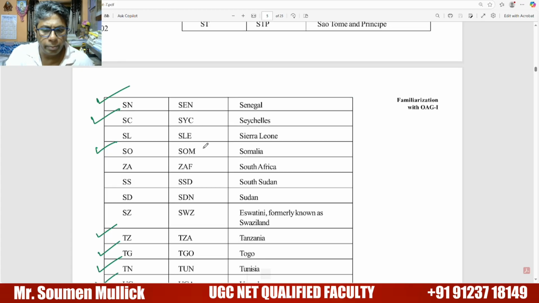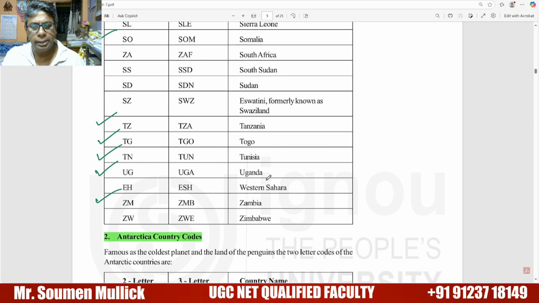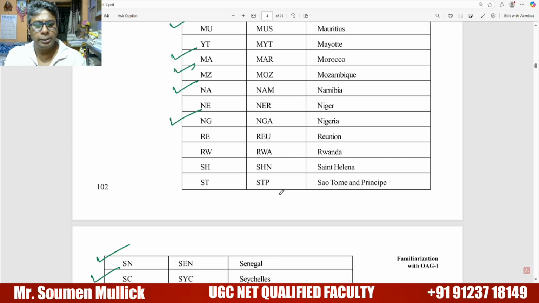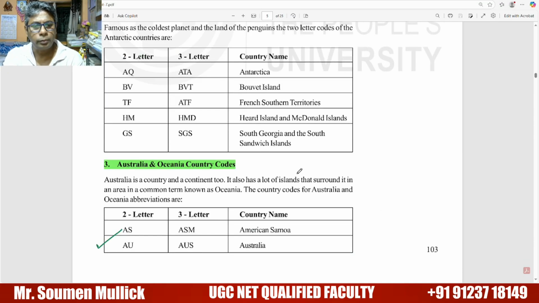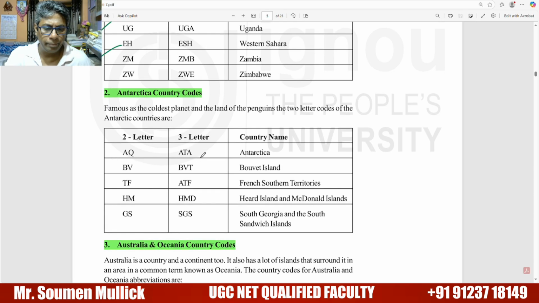3-letter code SOM. Tanzania TZ is the 2-letter code, TZA is the 3-letter code. Togo TG, Uganda UG, Zambia ZMB. These are the 3-letter codes. Next important area is the Antarctica country code. Antarctica AQ, a 3-letter code ATA.